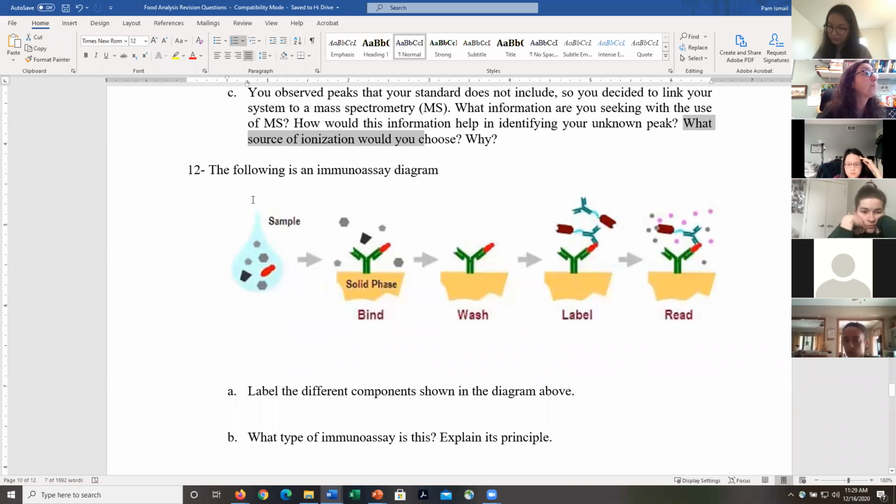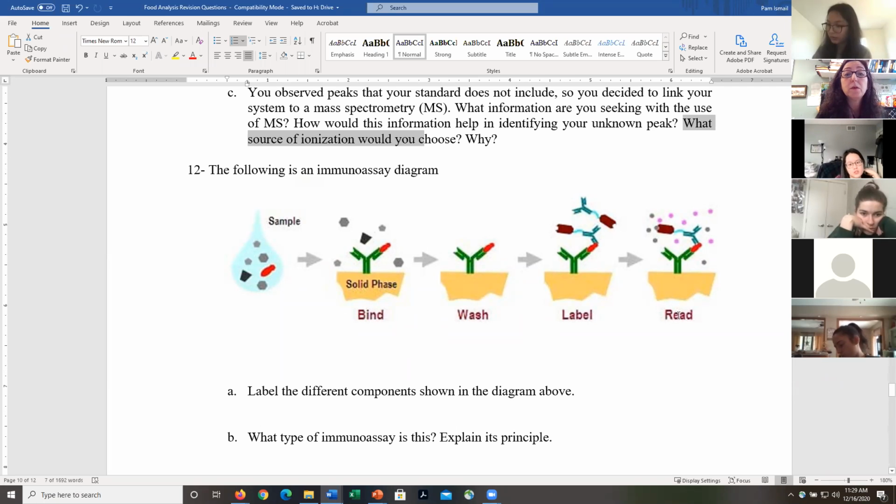Okay, so immunoassay, this is a diagram. You might get a diagram of an immunoassay. This is, for example, one type of ELISA, and we covered a couple of other types of ELISA in class. So you want to know the different types. So what does this ELISA look like to you?